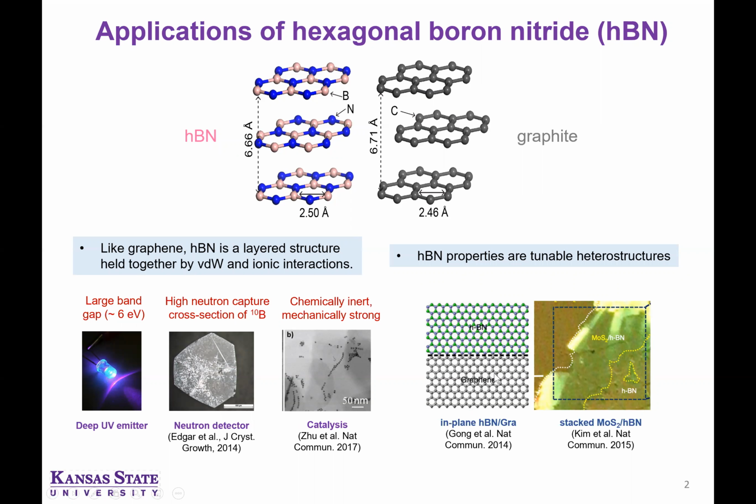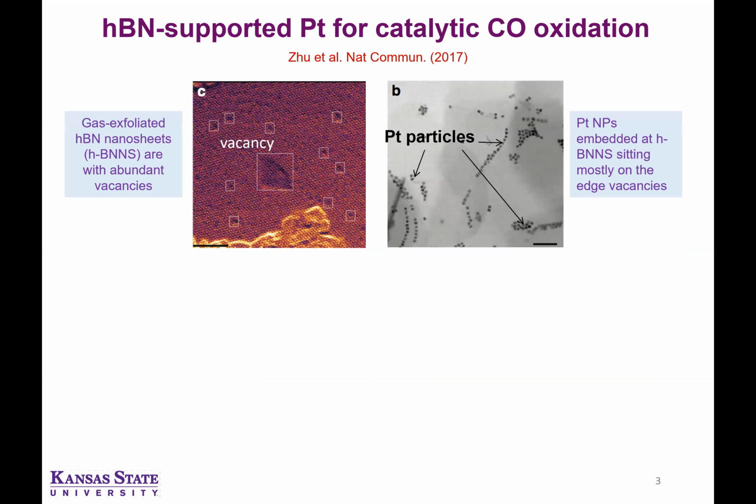Similar to graphene, the structure of hBN can be manipulated to form in-plane heterostructures or stacked heterostructures with other 2D materials. So first, I'm going to talk a little bit about our work using hBN as a platinum catalyst support for catalytic CO oxidation. In this study, we used hBN nanosheets obtained from a gas exfoliation technique.